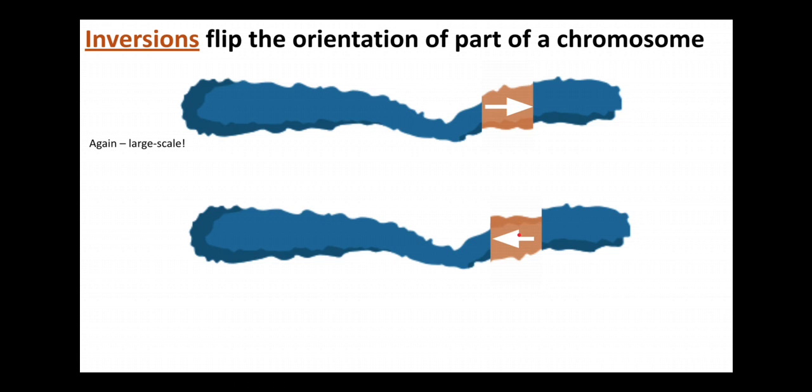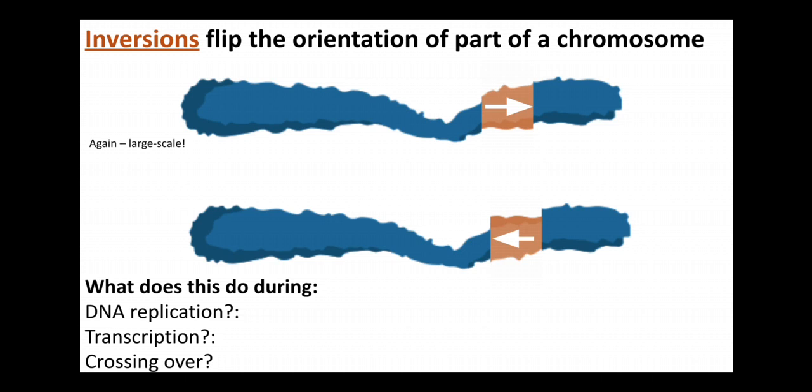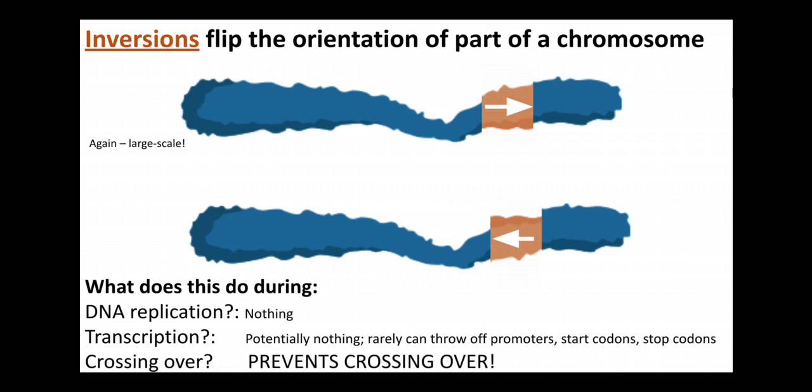However, crossing over will now be modified. This part of the chromosome will have a hard time crossing over with the original version of the chromosome in diploid organisms. And that change in crossover can impact genetic diversity. So again, what does this do during DNA replication? Nothing. Transcription? Nothing. Rarely, if these breaks happen in part of a coding sequence or in a promoter, then maybe two genes at most can be impacted. But crossing over, it prevents crossing over within that region.